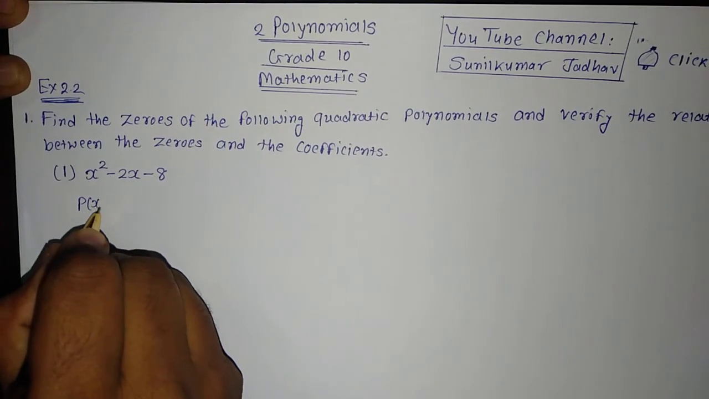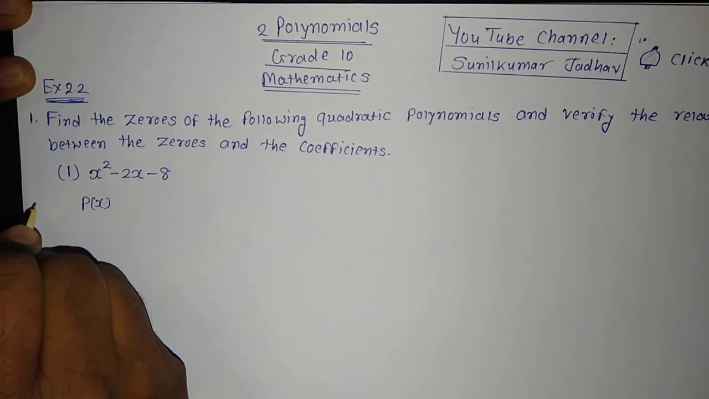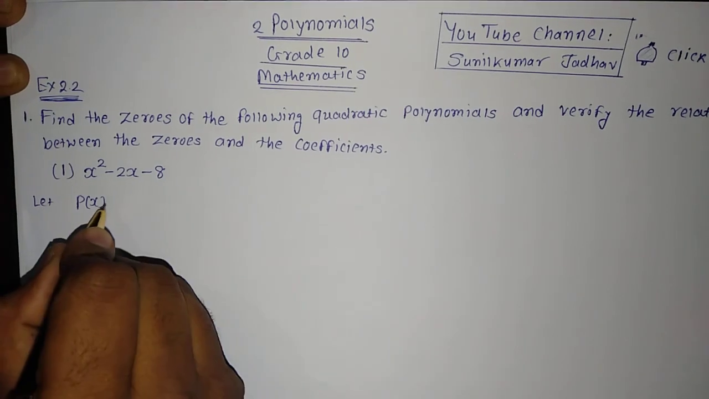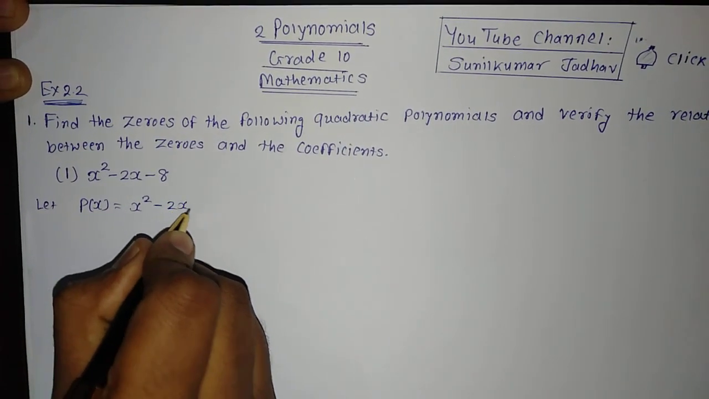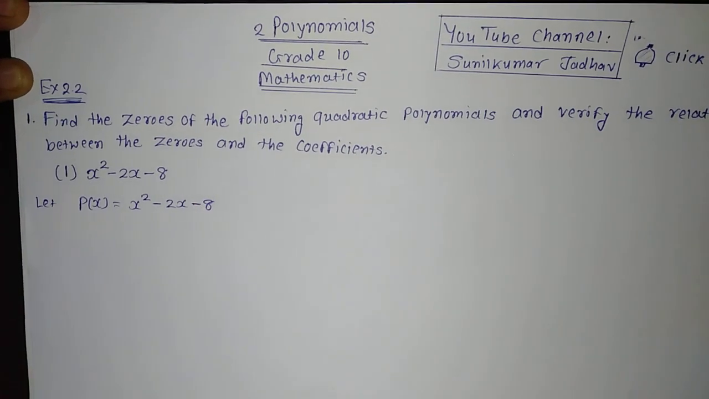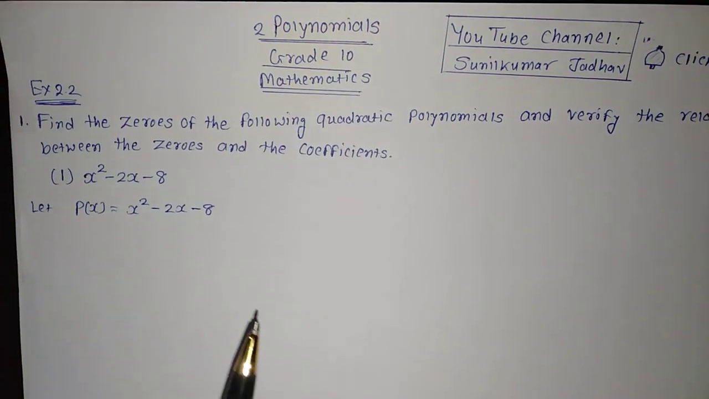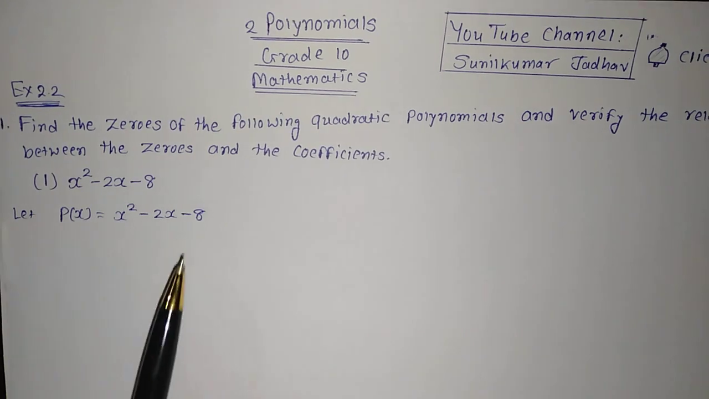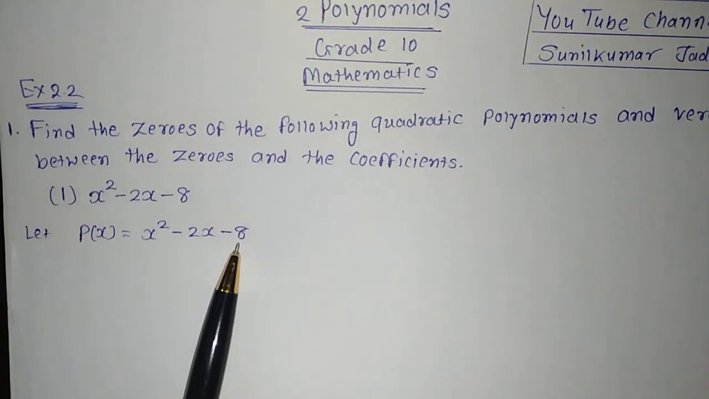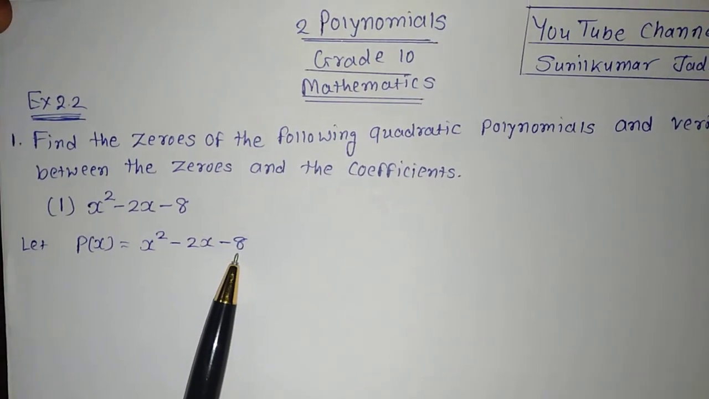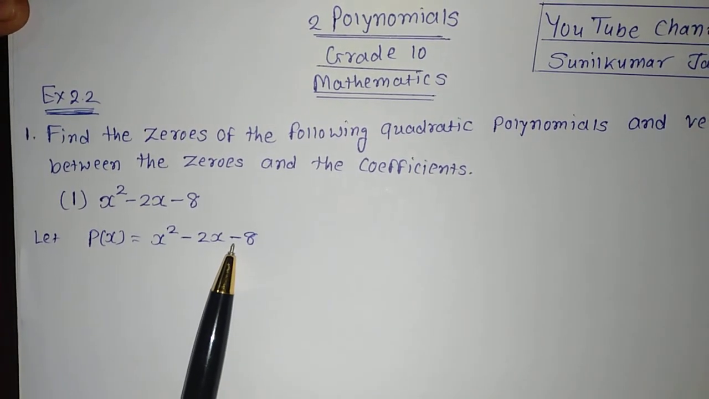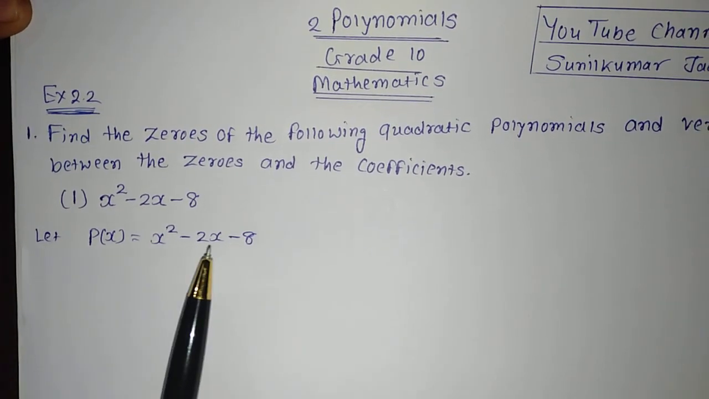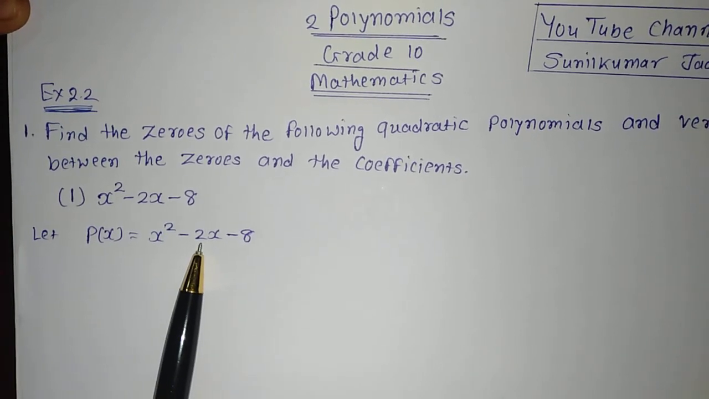I'll write it. Let this p of x is equal to x square minus 2x minus 8. We need to factorize this. As I have explained about the factorization method, this 8 has to be factorized in such a way that the subtraction of both the factors must be equal to 2.